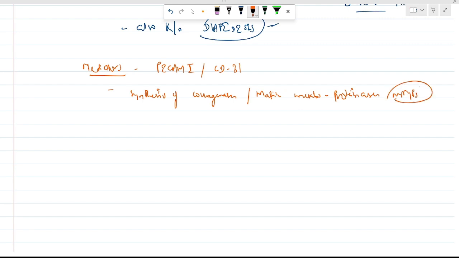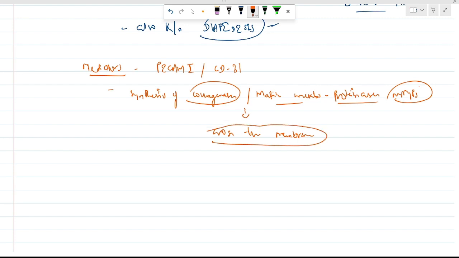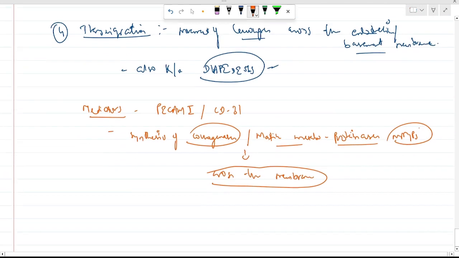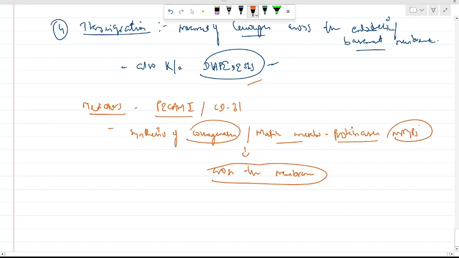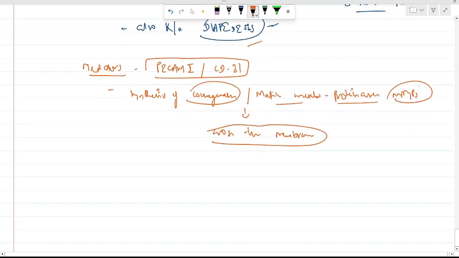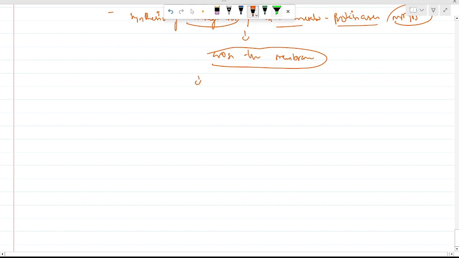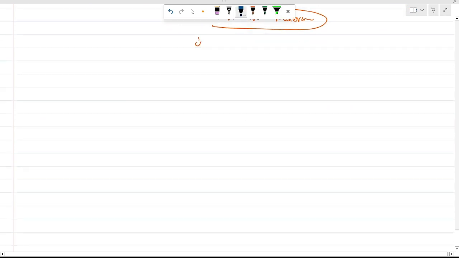MMPs. This is what is written in Robbins. Collagenases or matrix metalloproteinases, MMPs. With the help of this, they cross the membrane. This crossing of membrane, transmigration, is so called diapedesis. Mediator is PECAM1 or CD31 receptor, which ultimately leads to our fifth adventure here.